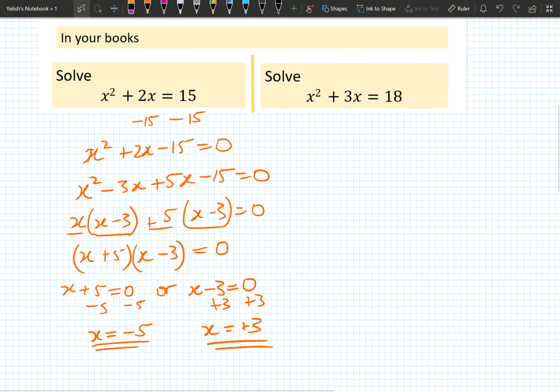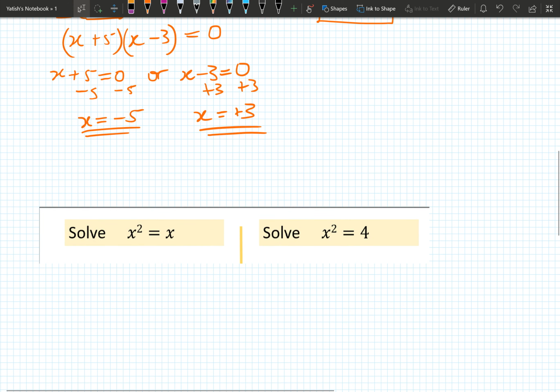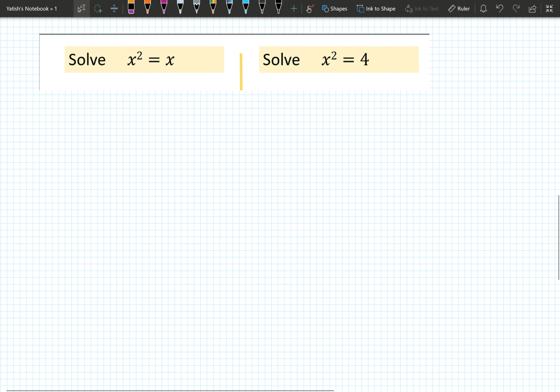Okay, second example, again, you're going to do this in your books and show the working out as part of your homework. Now, what happens when you get slightly harder looking equations like this, where you don't see any numbers on the left-hand side? So first of all, again, I still need to make one of the sides 0. So I'm just going to take away x from both sides. So I now have x squared minus x equals 0.